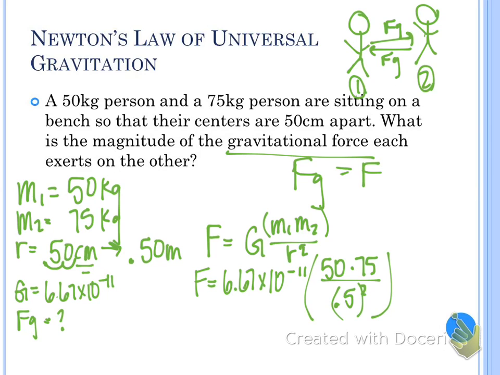So go ahead and plug this into your calculator. I usually work through it starting here, and I'll work my way across over to the force. Okay, so I will start by taking 0.5 squared, then hit enter. Then I'll take 50 times 75 divided by the second answer. That whole parenthesis term gives me a value of 15,000. I'm going to take that times G.